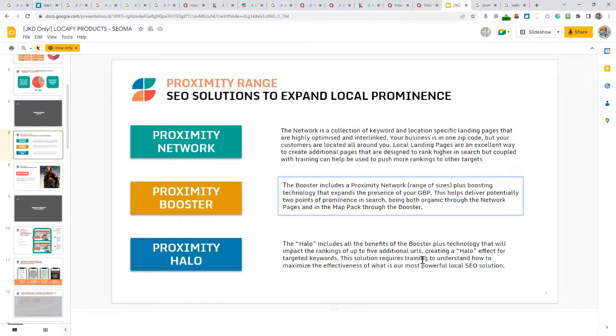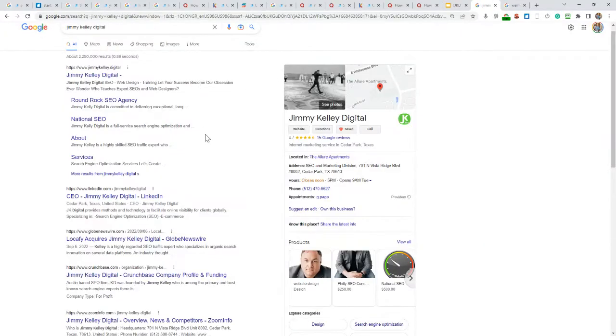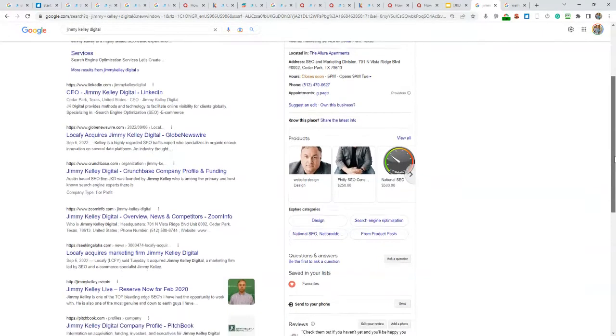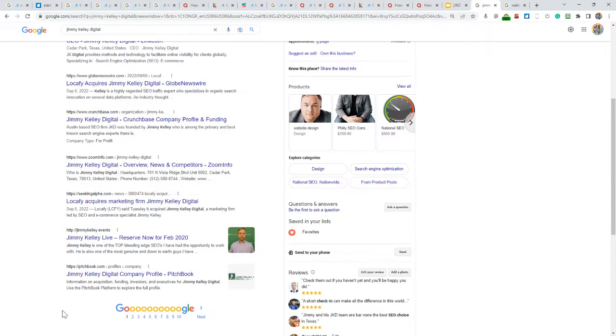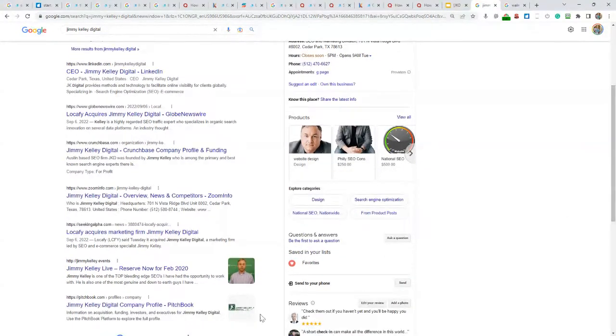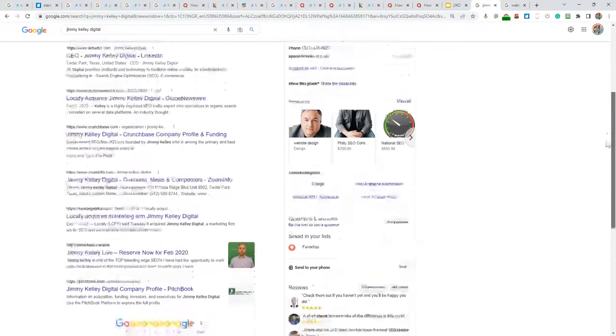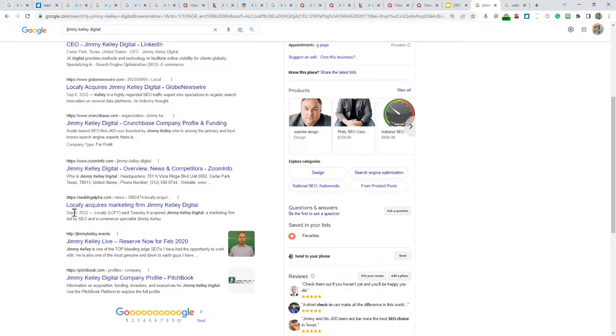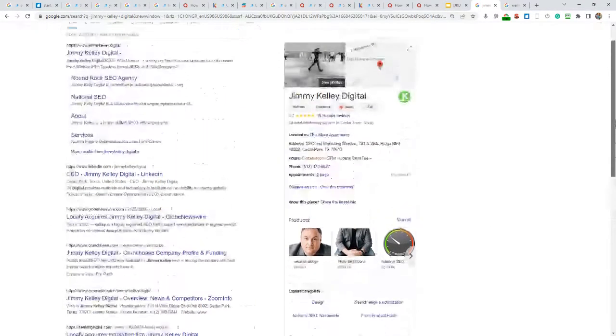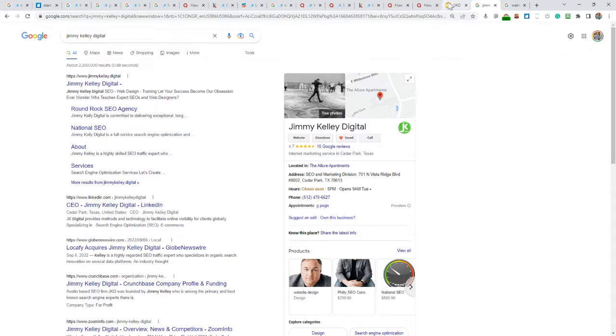Proximity Halo helps you rank your organic URLs, and the way that would look would be right here. You can see Jimmy Kelley Digital, thankfully, ranks for the exact match domain, but he also ranks nationally for his name. It's very, very difficult for any competitors to rank on this page with the way that we've optimized for multiple URLs on this page. You can see a little bit about Localfy's purchase of our company, Jimmy Kelley Digital, and the rest. So this is one of the many projects that we have going on.